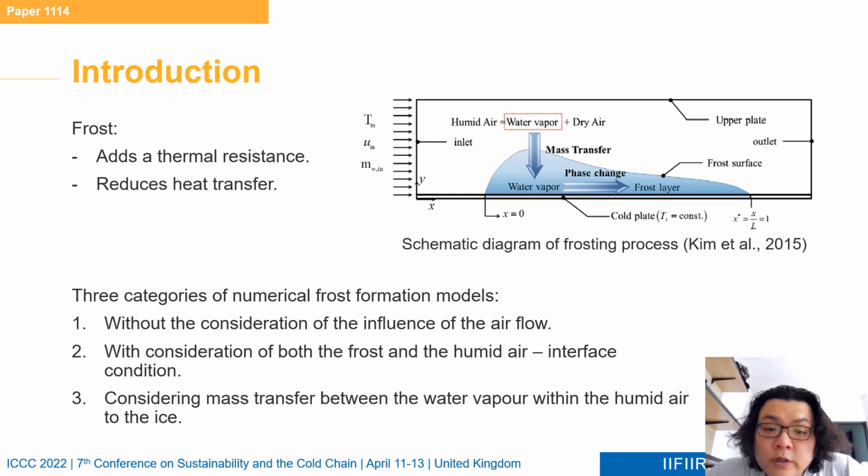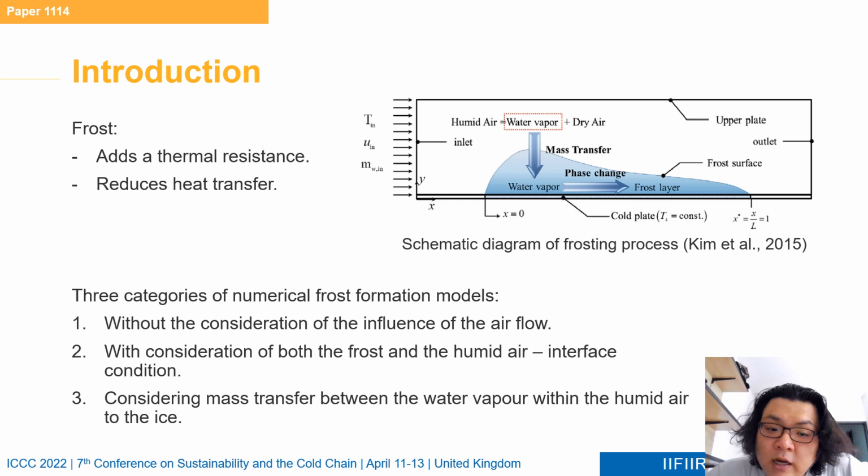Before I begin to introduce the problem, frost generally forms on top of a surface at a temperature below 0 degrees when it comes into contact with humid air. Frost generally adds a thermal resistance to the system while reducing the heat transfer between the system and the surrounding bodies. And frost is generally a problem for many different industries such as air conditioning, refrigeration, automotive, and phase change materials. Therefore, many researchers have been trying to create a generalized model for the frost development.